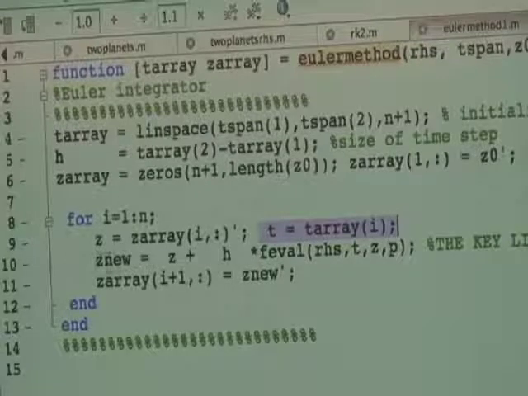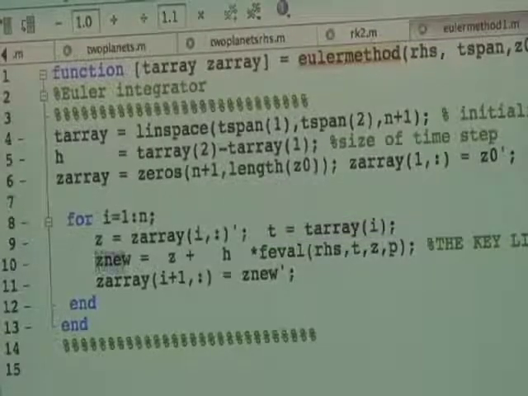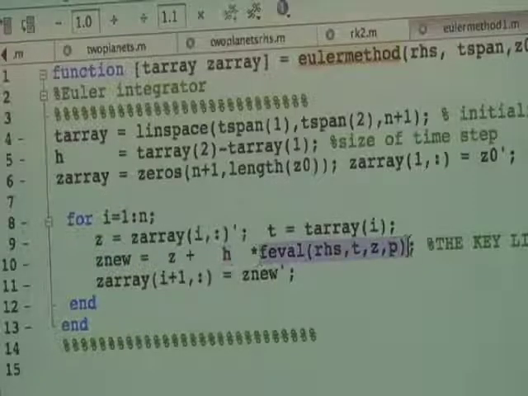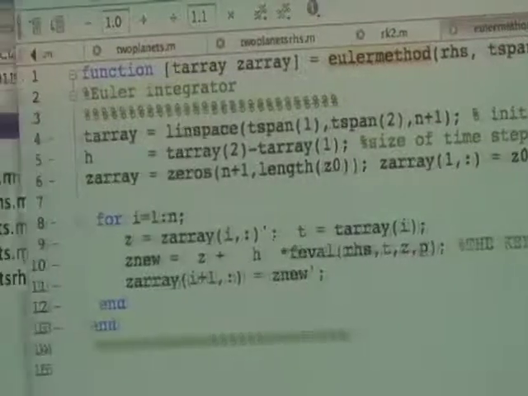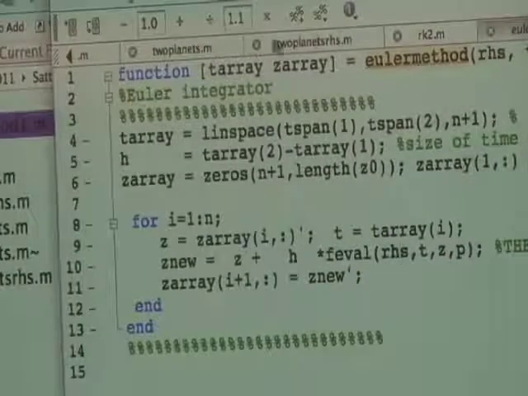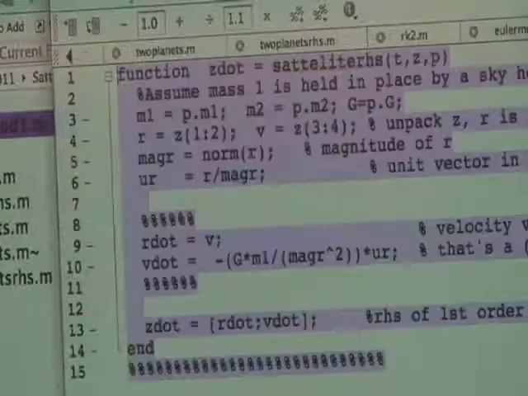And then how do we go into the future? We say the new value of all the variables is the old value plus the time step times the rate of change. What's the rate of change? It's the thing that we calculated in this right-hand side program. In the satellite right-hand side. Where was the satellite right-hand side program?